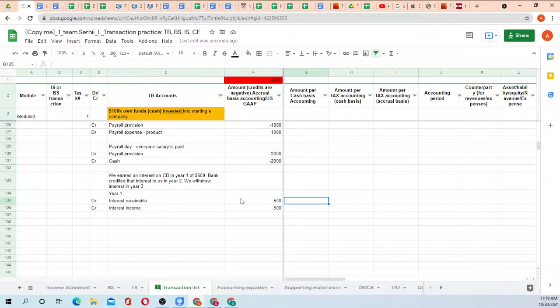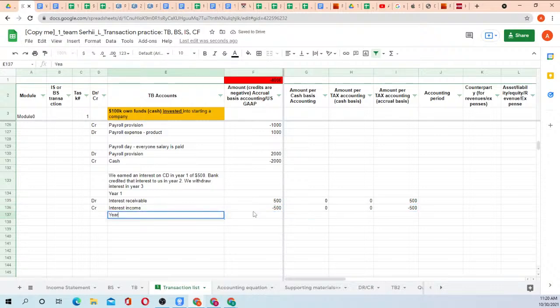What happens on the cash basis? Nothing happens, because no cash changed hands. What happens for the cash basis of accounting? Nothing. So in year 1, the interest wasn't constructively received by us. So that's zeros. That's zeros. What happens under accrual basis of accounting for tax purposes? For tax purposes, we recognize it here.